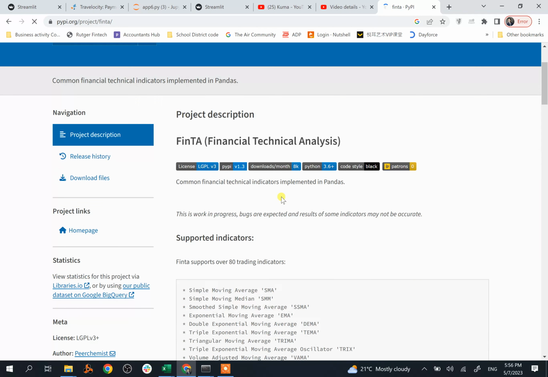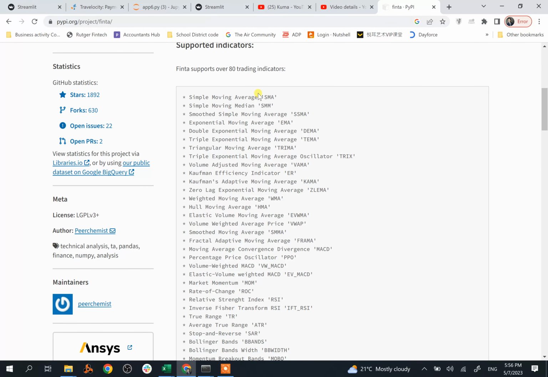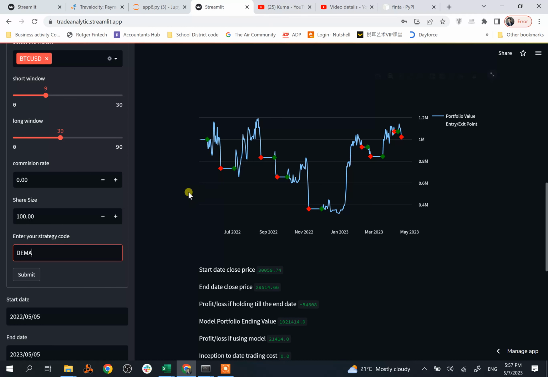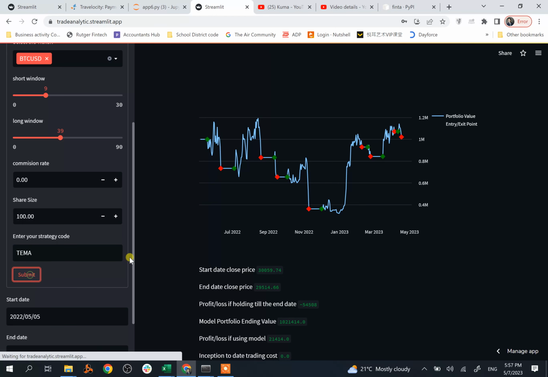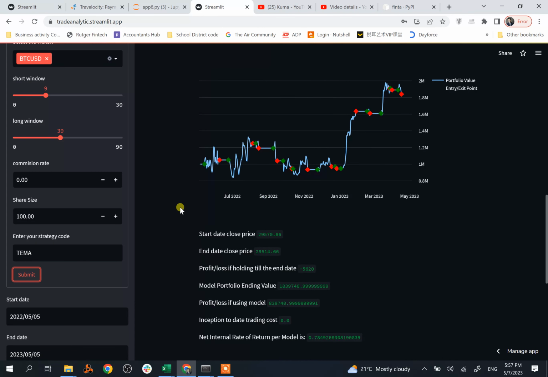So if you go to this library, you get all these codes. You can try EMA, DEMA, TMA. Now not all the code will work, because some code like this oscillator is not going to have the type of graph that you look for. So my favorite one is triple. So you go to TMA. This is what you get here.